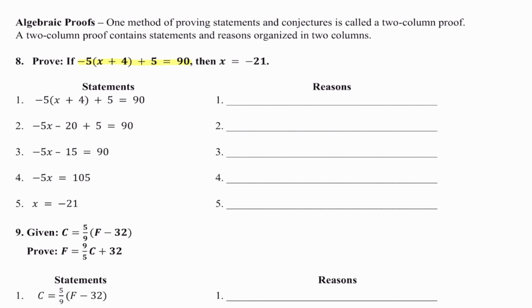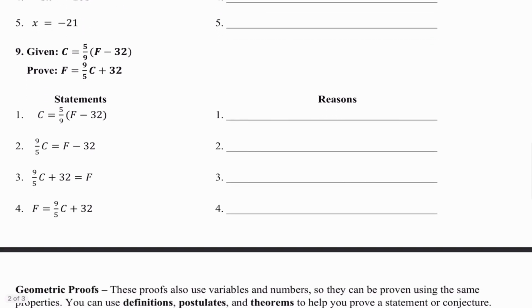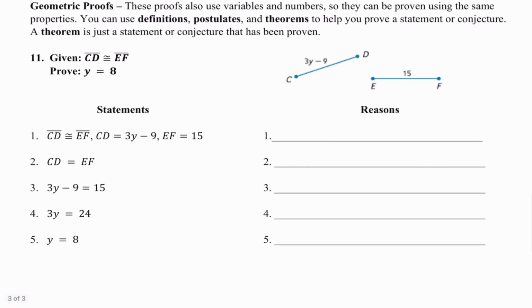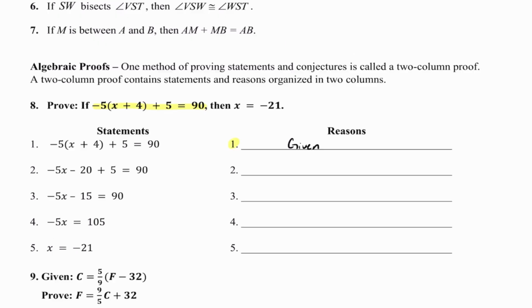So the first reason is always given. And this is very important to know. The first reason for the first statement will always be given. If I'm jumping to the next problem, well, the first reason will be given. The first reason over here will also be given. We say that the first reason is always given because the statement was already provided to you from the start.